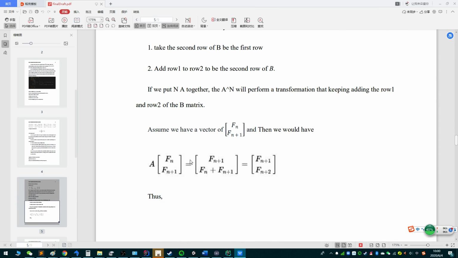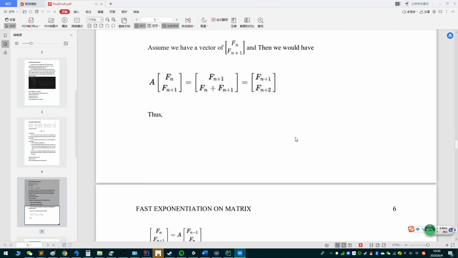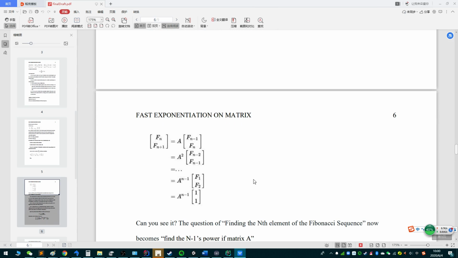So here is how we implement the multiplication. A times, if we have a vector fn and fn plus 1, we would have fn plus 1 to be the first row and fn plus 1 to be the second row. And we know from the formula here, fn plus 1 will be fn plus 2. So if we do it backwards, we will see such implementation. fn plus 1 equals A times, we subtract 1 from each subnumber, which is the n and n plus 1 here.